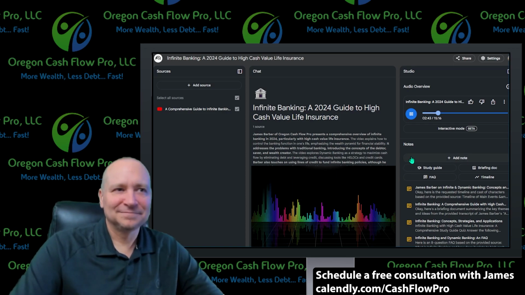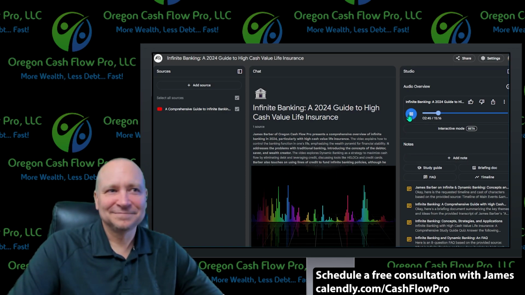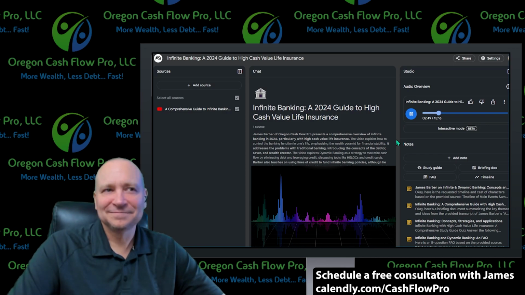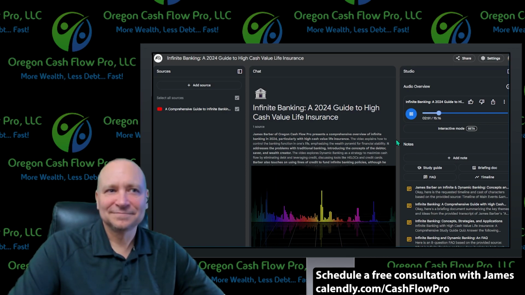Exactly. So Barber introduces these three financial archetypes: the debtor, the saver, and the wealth creator. Right, and he uses these simple visuals of accounts to show how each one approaches money. Like, what one do you see yourself as right now? The debtor is trapped in that cycle of borrowing for everyday expenses. The saver diligently sets money aside, but might not be maximizing its growth potential. And then you have the wealth creator. That's the goal, right?